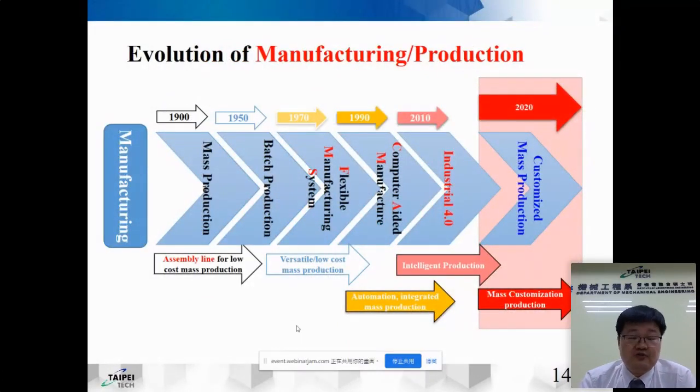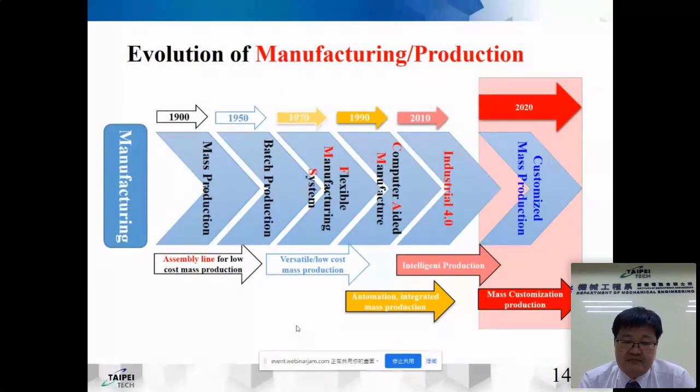Therefore, we are looking at the evolution of it. In the old days, at the start of the 20th century, we are talking about mass production. We are trying to use the assembly line for very low-cost mass production, to make products very cheap. But later on, we want something different. So the production line cannot continue to produce so many. We need to change the production line, so it becomes batch production. We only produce a batch of products. But later on, if the batch becomes smaller, we need to change the batch more often and faster, so we provide a flexible manufacturing system to overcome the problem of changing batches.